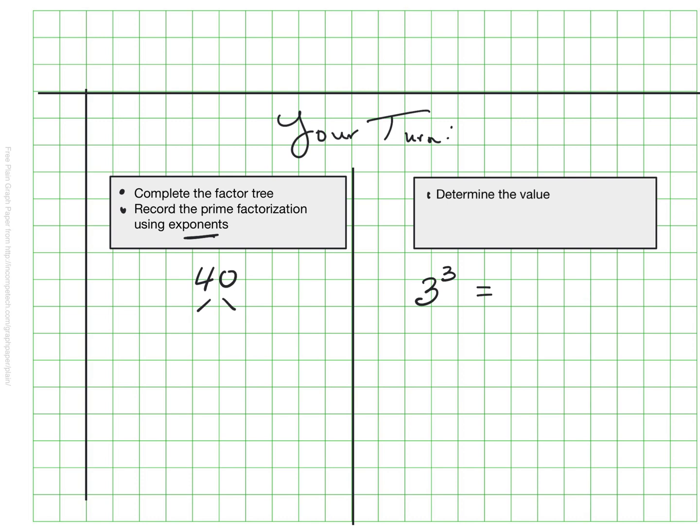So remember that the essential question for the video was, how do we show the number of times a factor is used to produce a number? And so we'll see that in our factor trees. We'll practice writing the number of times a factor is used using exponents. And of course, going in the other direction, we'll be able to manipulate and use exponents to create a number.